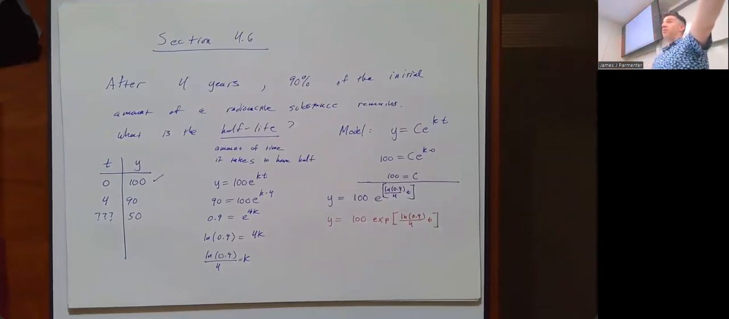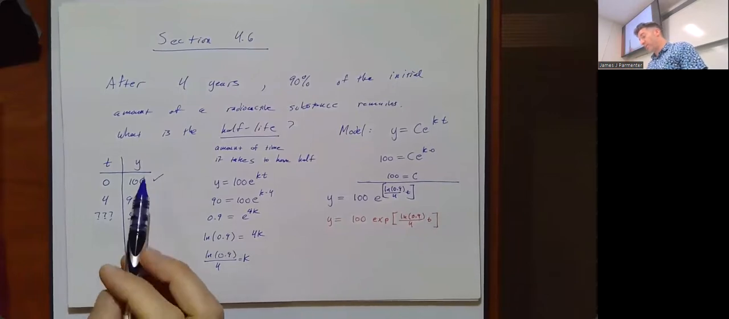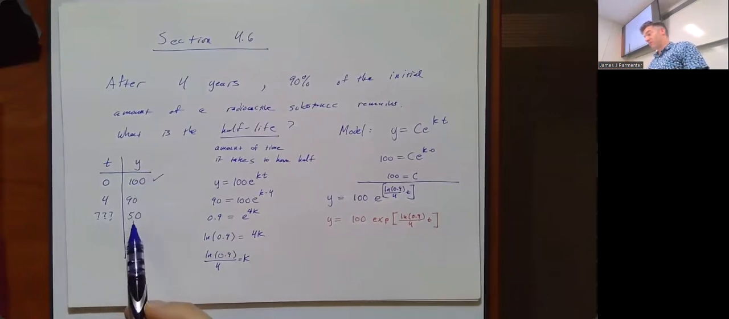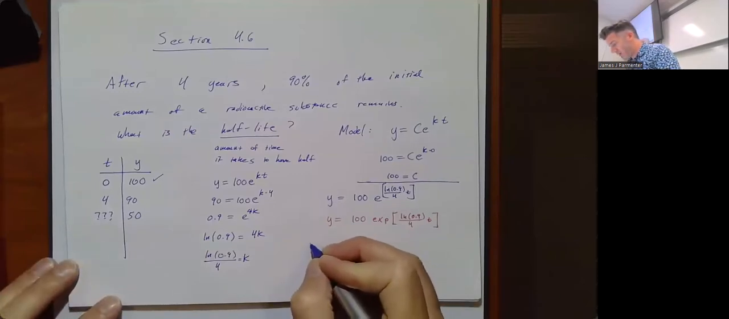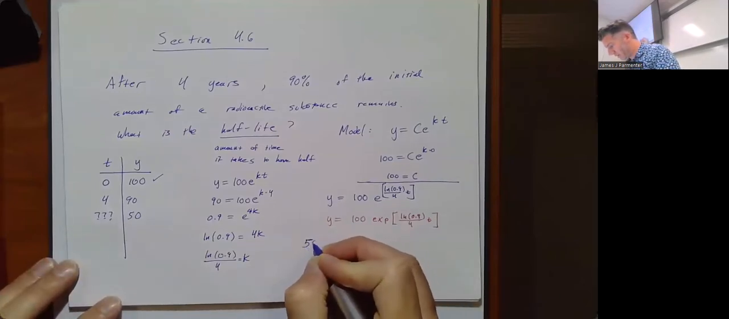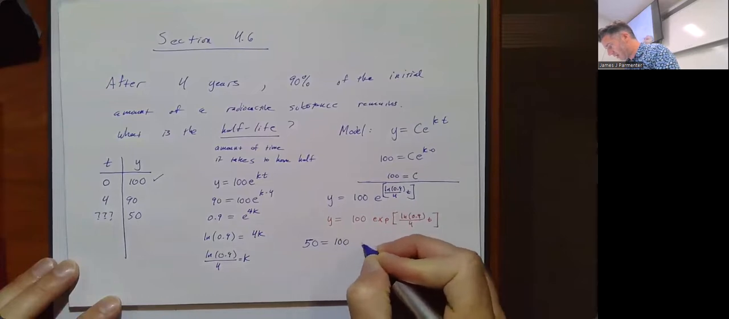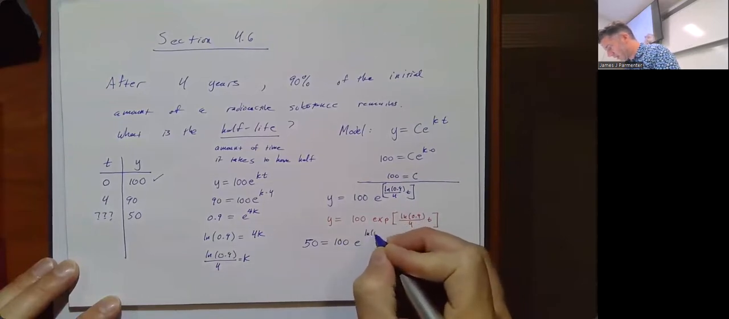We've got the model. We still have to answer the question. So the question was, what is the half-life? Well, the half-life is when we get down to half of what we started with. So we're going to set y equal to 50. We're going to plug in 50 for y, and hopefully we have enough room here. So 50 is going to equal 100 e to the natural log of 0.9 divided by 4 times t.